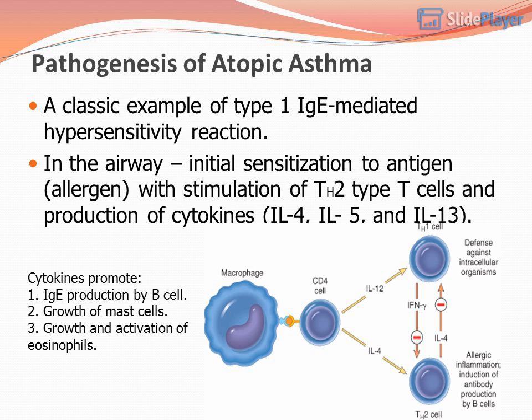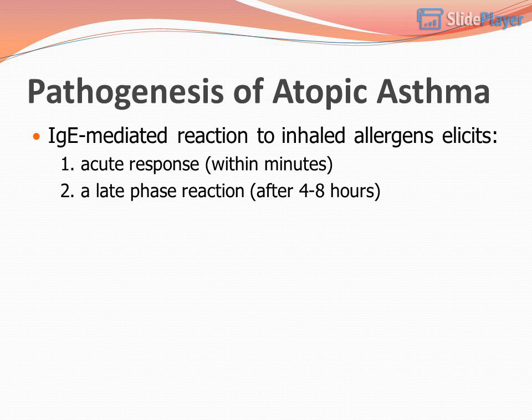Cytokines promote 1. IgE production by B cells. 2. Growth of mast cells. 3. Growth and activation of eosinophils. Pathogenesis of atopic asthma. IgE-mediated reaction to inhaled allergens elicits 1. Acute response, within minutes. 2. A late phase reaction, after 4 to 8 hours.